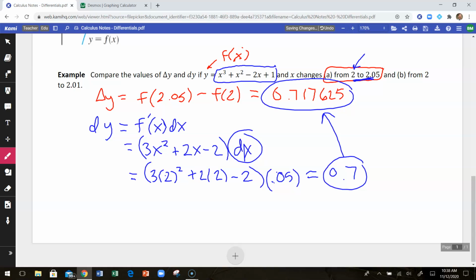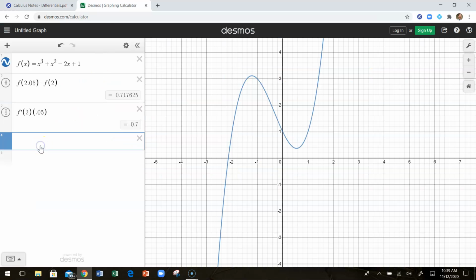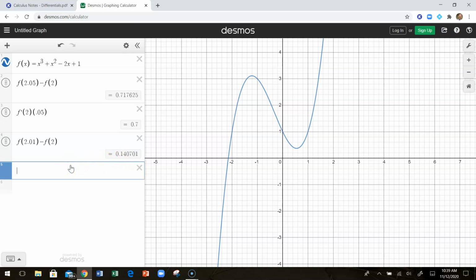I could do the same thing for the second one. Now, instead of going from 2 to 2.05, let's go from 2 to 2.01. I would still do the same thing. I would find what delta y is, and I would find what dy is. So I would do f of 2.01 minus f of 2. That actual change in y value is 0.140701. If I find my differential, f prime of 2 times 0.01, that gives me 0.14. Again, a very close approximation to what the actual change in y is.